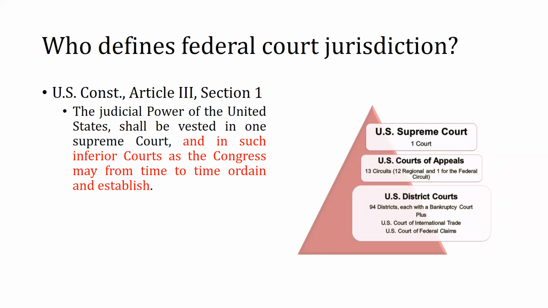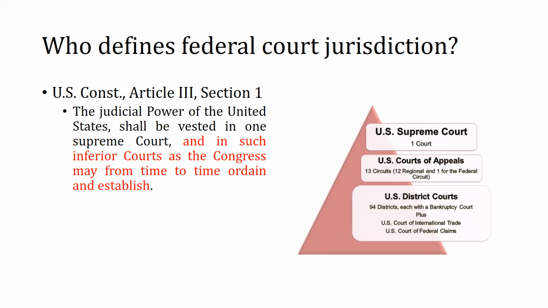So this diagram shows us there are currently a number of US district courts, 94 in all, as well as a bankruptcy court associated with each of those districts. There's also the US Court of International Trade, the US Court of Federal Claims. These are all examples of inferior courts where cases can originate. Above the US district courts are 13 regional courts of appeal. In fact, 12 of them are regional, and one of them is defined not by geography, but by subject matter. That's called the Federal Circuit.